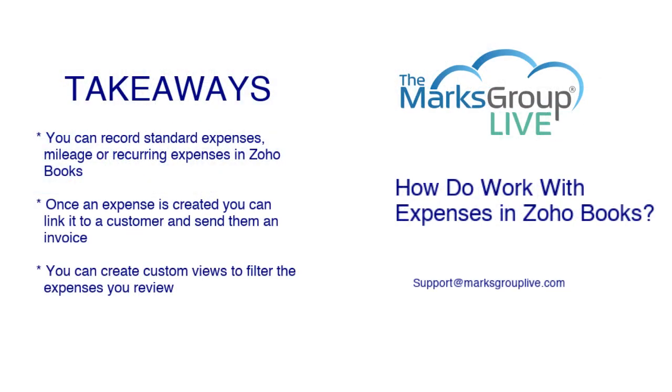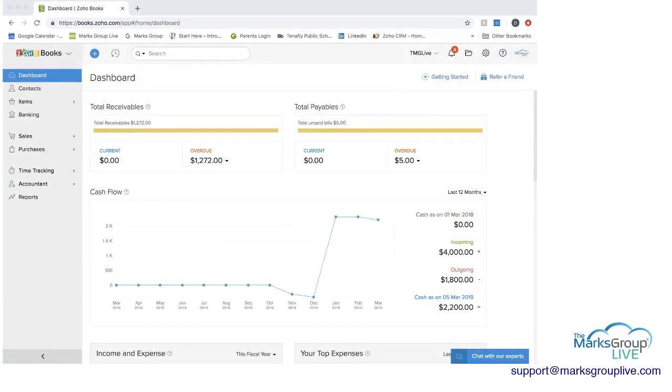Here are some of the key takeaways we're going to talk about today. First, you can record standard expenses, mileage, or recurring expenses in Zoho. Once an expense is created, you can link it to a customer and send them an invoice. And finally, you can create custom views to filter the expenses you review. Now let's go into Zoho Books and go over how to manage expenses.